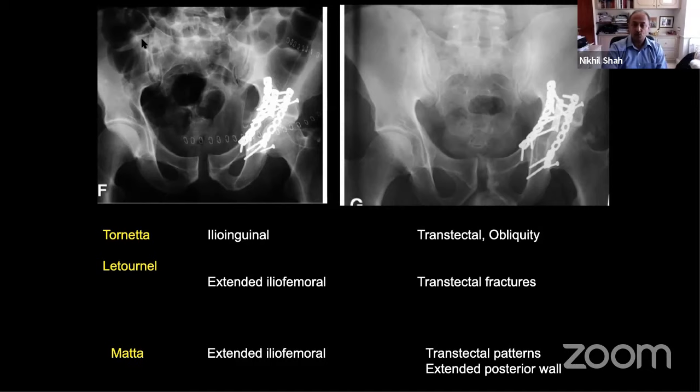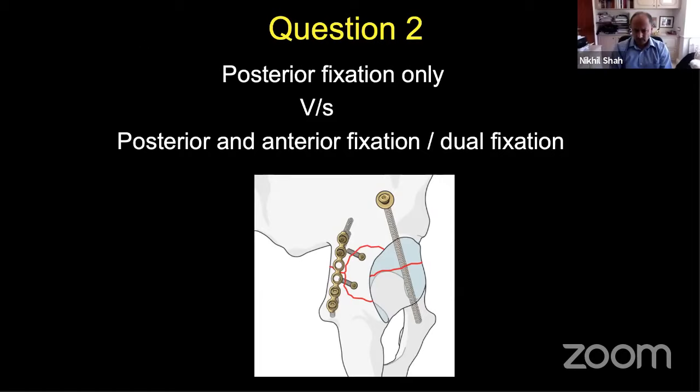and the Stoppa approach in the remaining cases. The second question that I tried to answer is whether or not posterior fixation is enough for these cases, or whether you need a separate anterior fixation or a dual fixation. And it's very difficult to find literature on this. There is a lot of concern that if you only stick with posterior fixation, you're going to get displacement and the reduction is going to be lost.